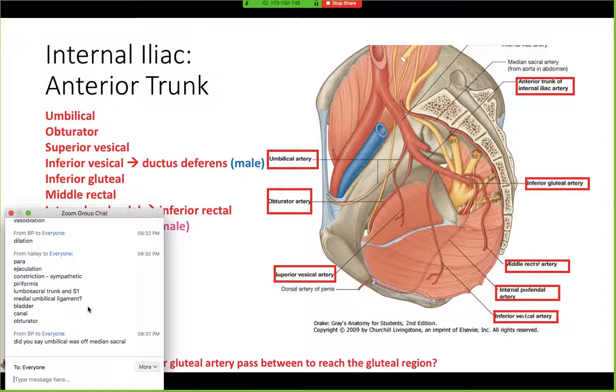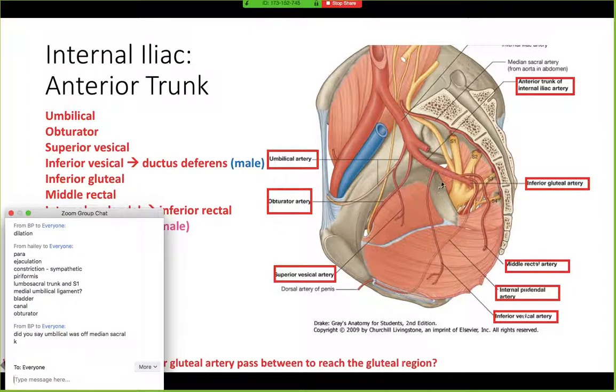Umbilical was off median sacral. If I did, I didn't mean to. No. So umbilical artery is a branch of the anterior trunk of the internal iliac. Maybe it was that the umbilical artery is going to become the medial umbilical ligament. Maybe that's what you heard. Yeah, so umbilical off of the anterior trunk of the internal iliac becomes the medial umbilical ligament. All right.